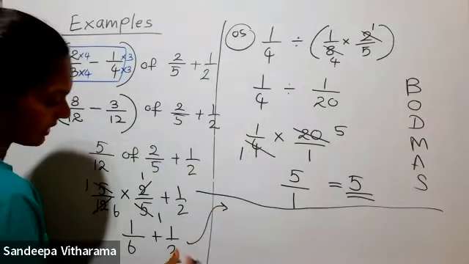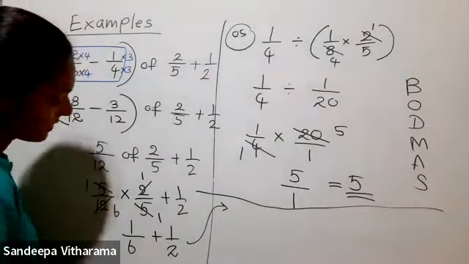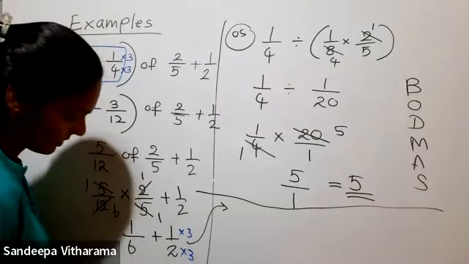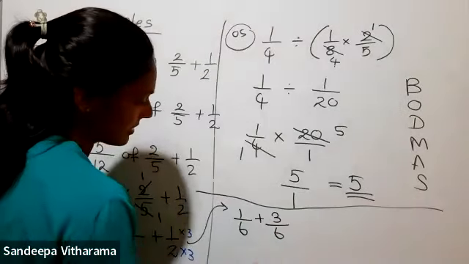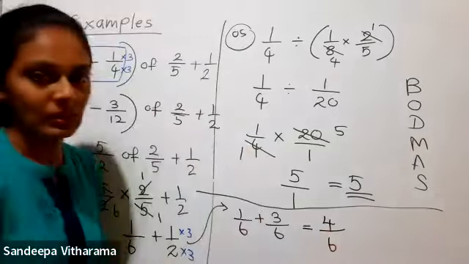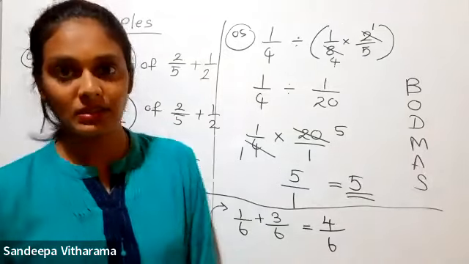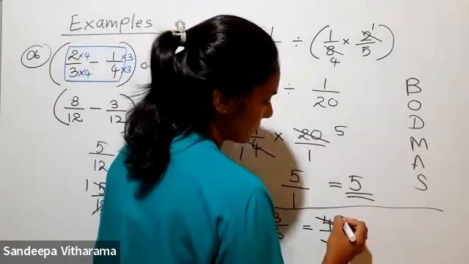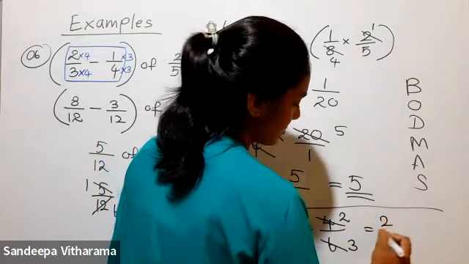Now it is again we have to add 2 fractions with different denominators. So convert this into 6 by multiplying 3. So it is 1 upon 6. Add 3 upon 6. So we obtain the answer as 4 upon 6. Now this fraction can be converted into its simplest form because there is a common factor for 4 and 6. It is 2. So 4 divided by 2, it is 2. 6 divided by 2, it is 3. So answer is 2 upon 3.